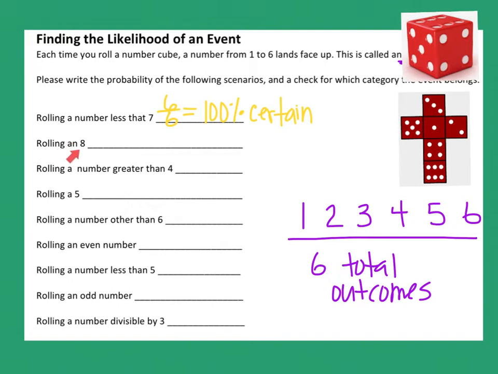The next one says I want to roll a number 8. When I look at this list, I don't see any number 8s at all on here. Okay, so that would be a 0 out of 6 if I do it as a fraction. If I do it as a percent, it's 0%. And if I do it as a word, it would be impossible.